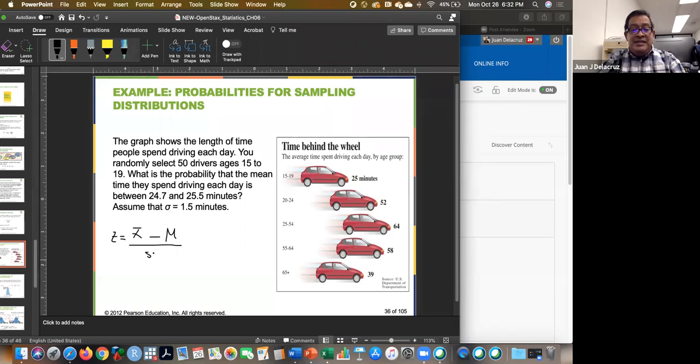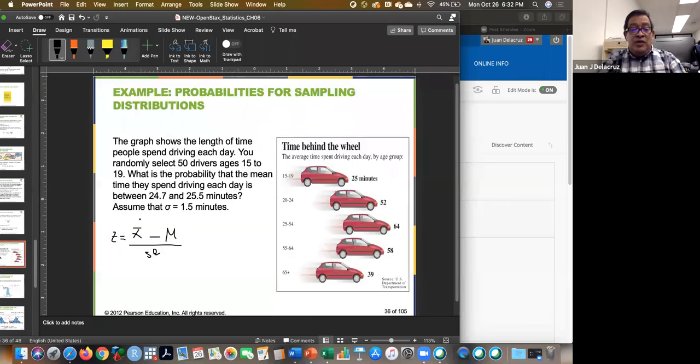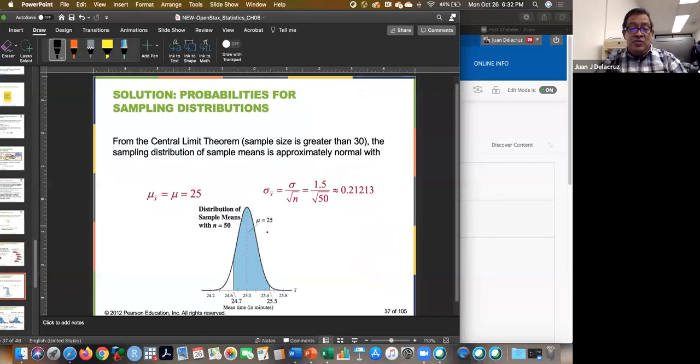So remember this standard error, we have a formula here that tells me what the standard error is. So that's what we're going to do. We're going to find the difference between the observed and the hypothetical mean. So this is the random variable and the hypothetical mean, divided by the degree of variation. In this case, the degree of variation is going to be sigma, but because we are talking about samples, it's going to be the standard error. So that's what we did here.